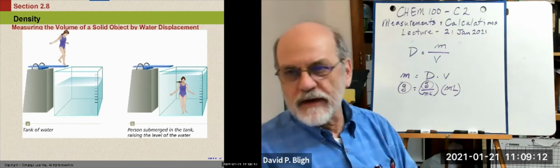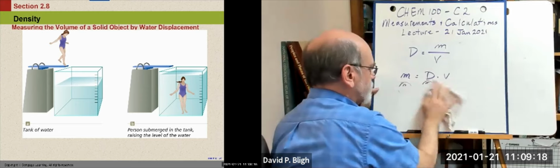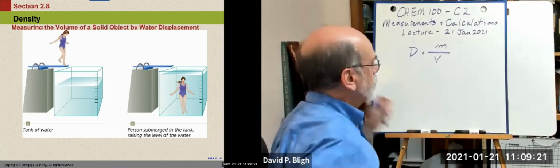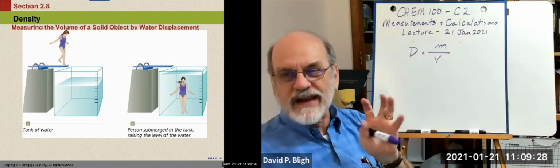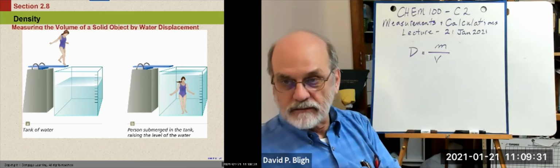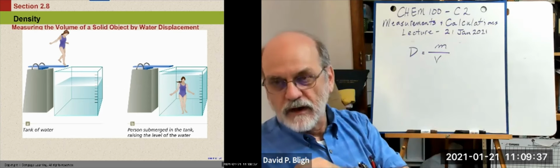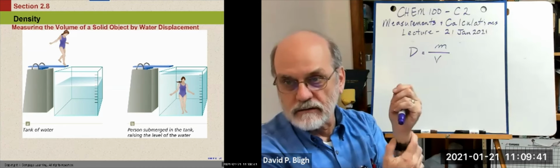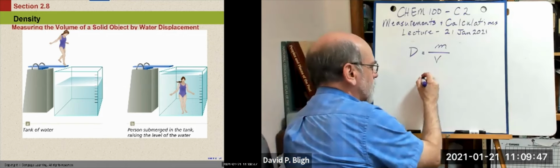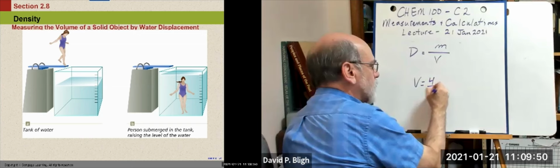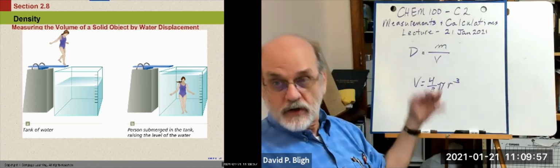So if we want to determine the density of something, how do we do it? Well, you need to make two measurements. You need to measure the mass and the volume. So if you have a regular object, the volume is simple. Just width times height times depth, you got the volume. Or if it's a regular geometric volume like a sphere, there's a formula that goes with that too. The volume of a sphere would be 4/3 pi r cubed. As long as you know the radius of the sphere, you can calculate the volume.